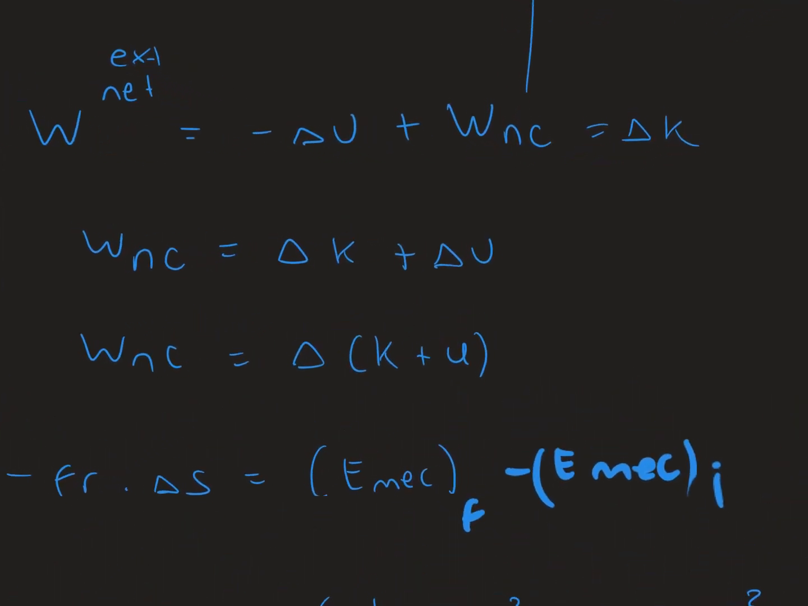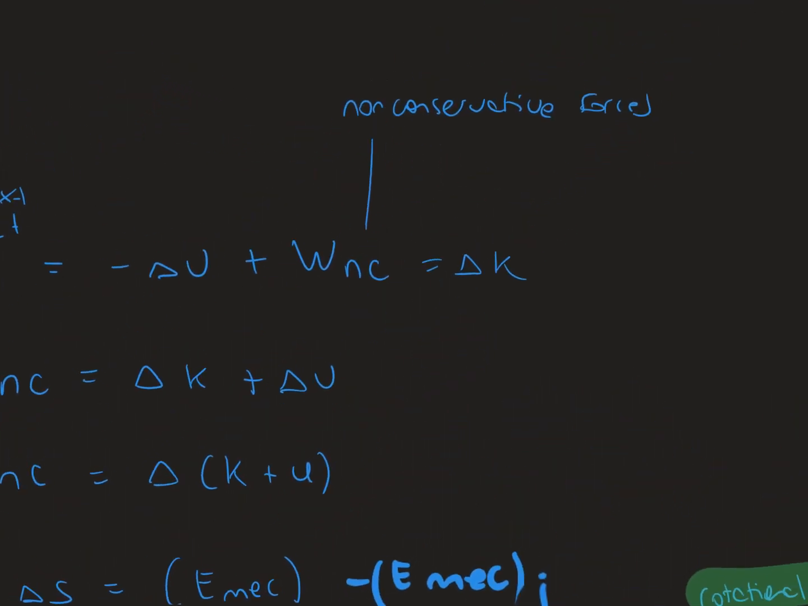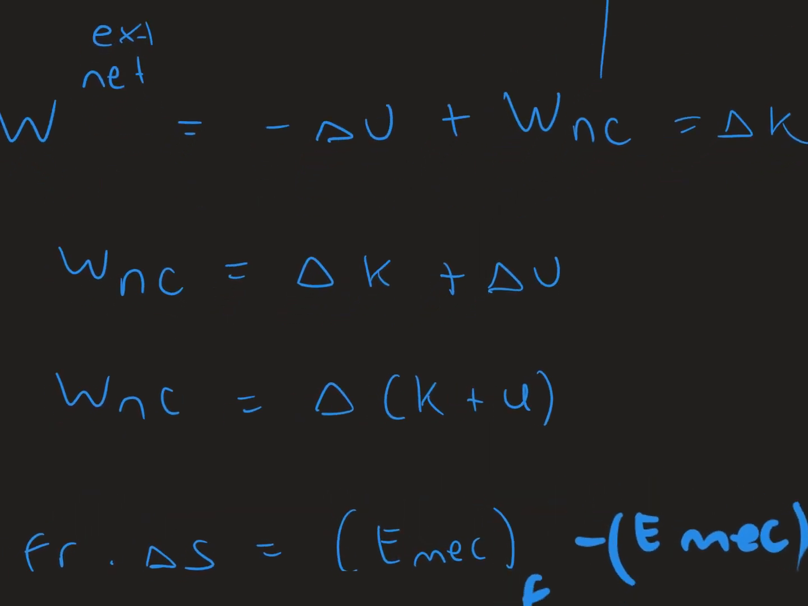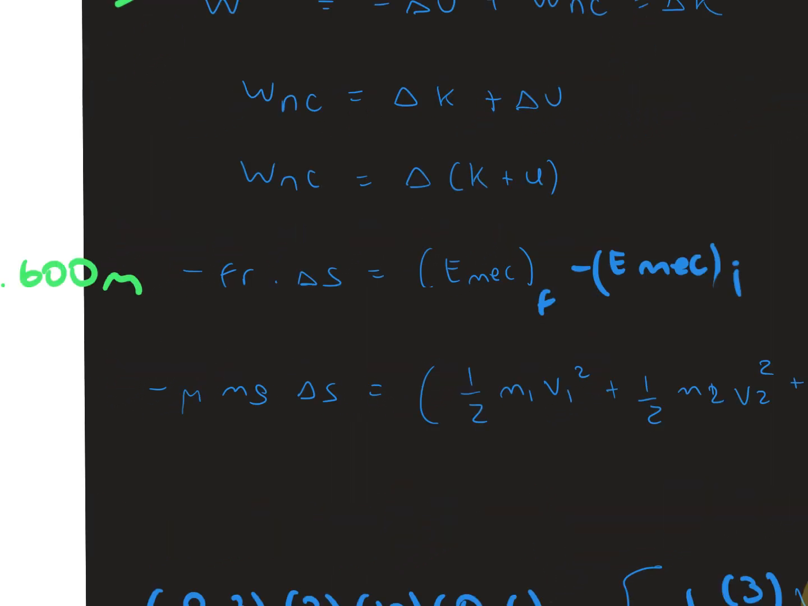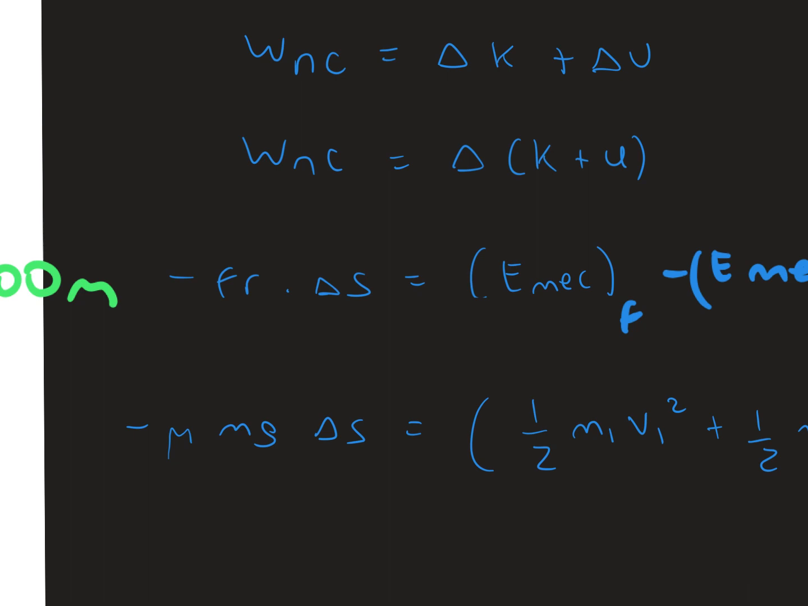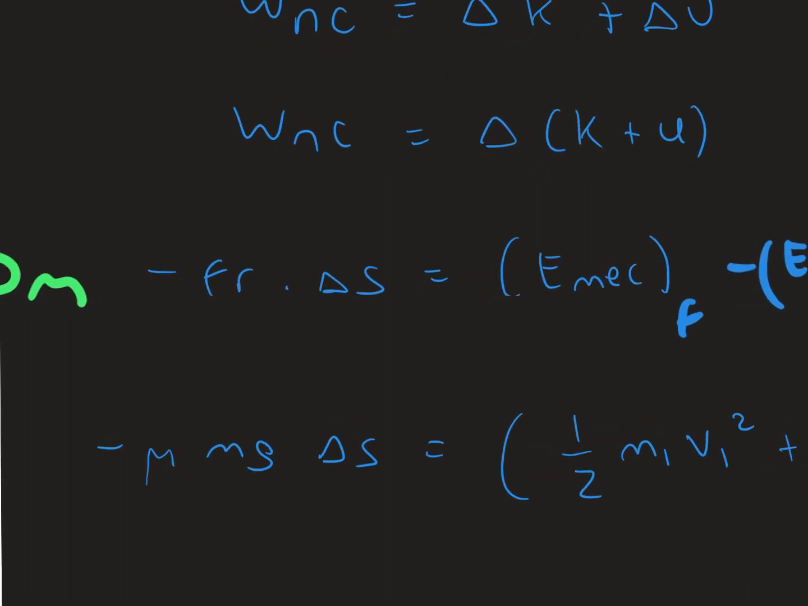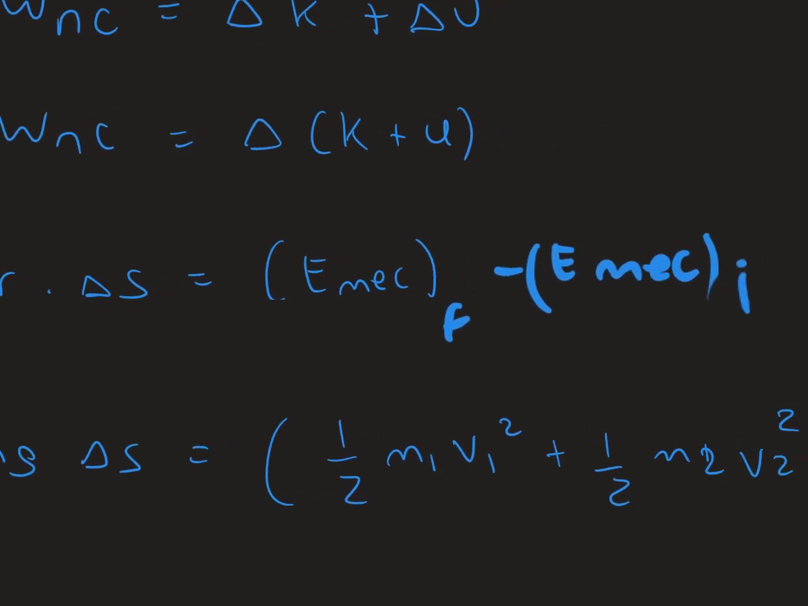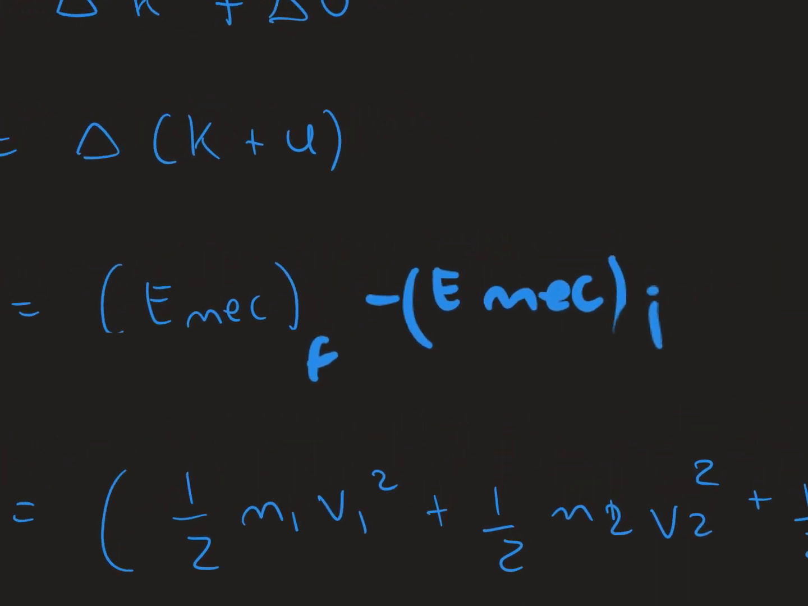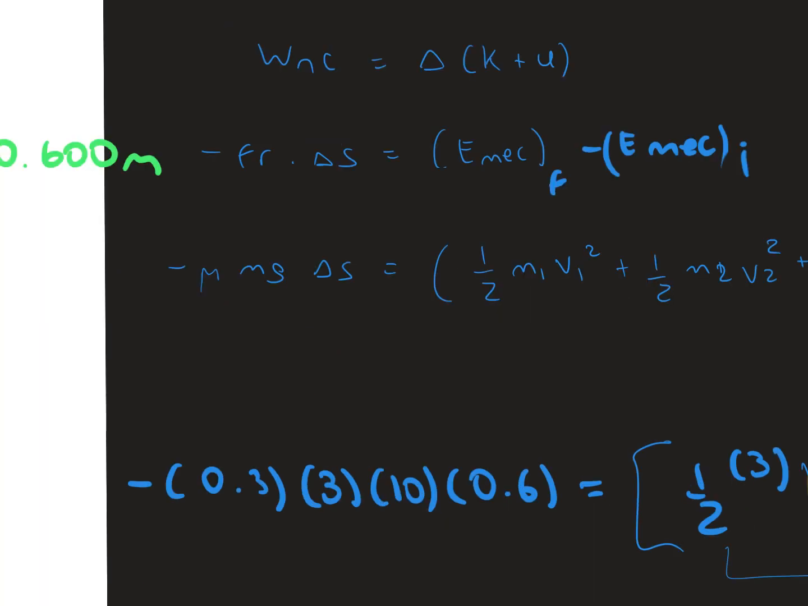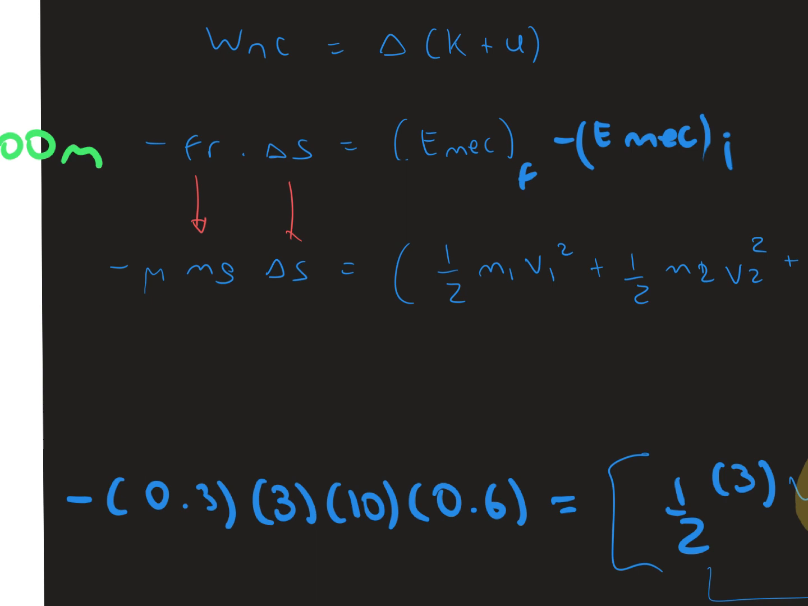Now, as we solve for the work of non-conservative forces, we can say that the change in the kinetic energies plus the change in the potential energy is going to give us the work. So the work of the non-conservative force is going to give us negative friction times the displacement delta S. That's going to be equal to the final mechanical energy minus the initial mechanical energy. Now the friction is represented as the coefficient times the weight, and we just carry down the delta S.